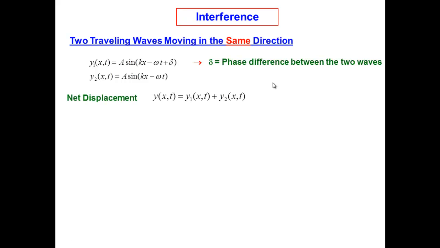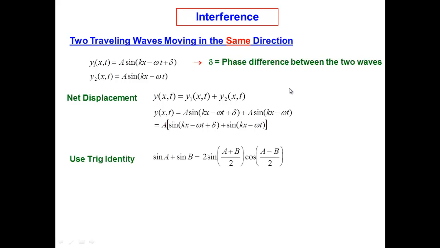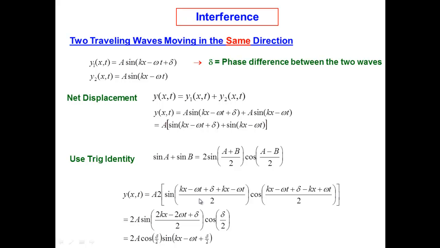To find the net disturbance, or the net displacement, we simply add the two waves mathematically. To do this, we're going to use the trigonometric identity that we used before. Simply adding them together and pulling out a factor of A for the amplitude doesn't do very much. But then, when we use this trigonometric identity, we get twice the sine of half the sum of the two arguments, the two quantities in parentheses, multiplied by the cosine of half of the difference.